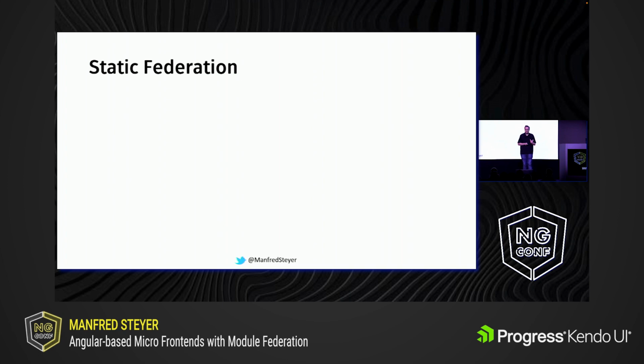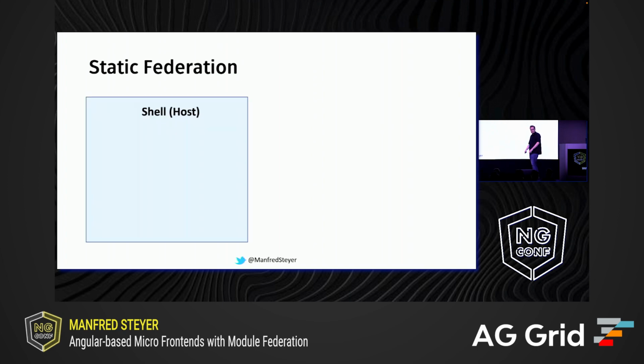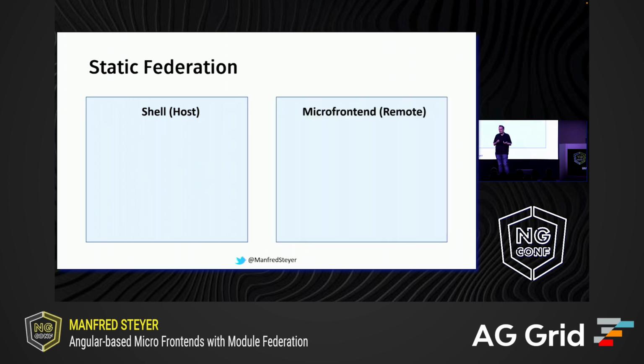The thing is, if you start with module federation, you get 2 types of application. The first type is the shell. Officially, it's called the host. And the second type is the micro frontend. Officially, it's called the remote. And now you can configure both with your Webpack configuration.